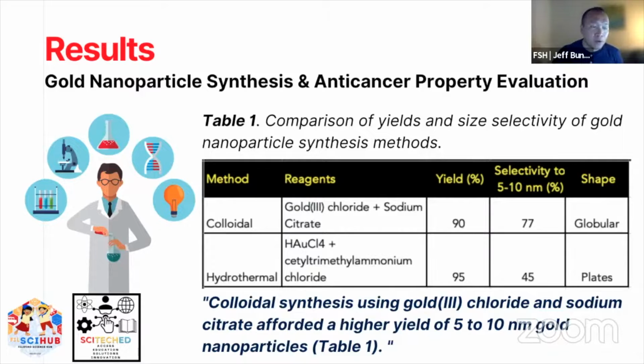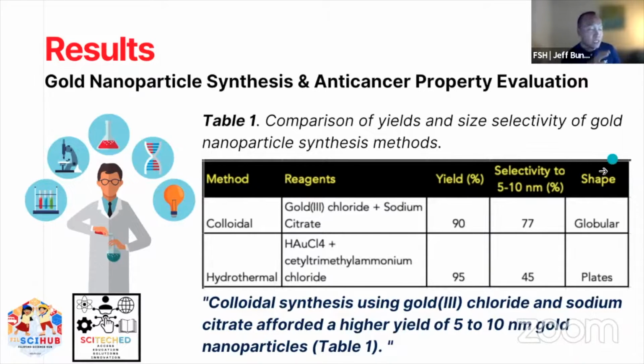And then dito pinakita ko ano ba yung yield. Hydrothermal 90%, 95%, colloidal 90%. Selectivity, mas selective yung colloidal versus the hydrothermal process. And then yung shape na nakuha mo is globular. Okay, so dito pa lang makikita na nila na between these two, colloidal method pala yung optimal. Mas nakuha mo yung size ng nanoparticles na tina-target mo. Though from a yields perspective, defensive siya. So defensive meaning inferior. Okay?